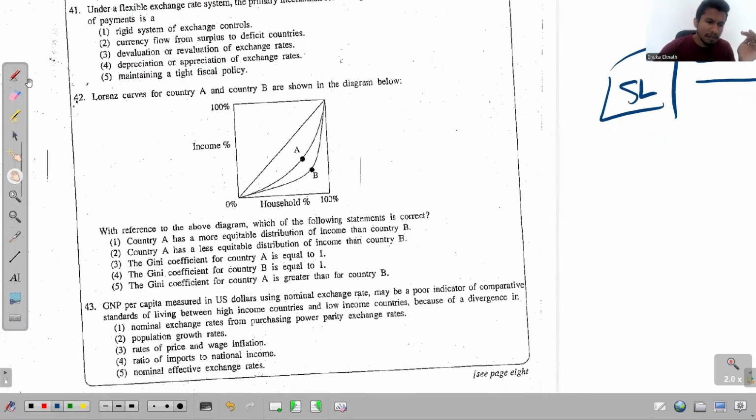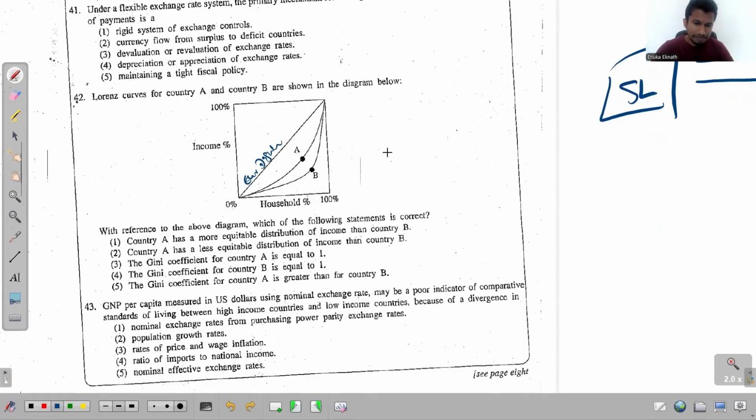Anyway, let's say this. Lorenz curves for country A and country B are shown in the diagram below. So you all should understand, whether you know stats or not, what matters here is this 45-degree line, which we recognize as the equi-distributed line.